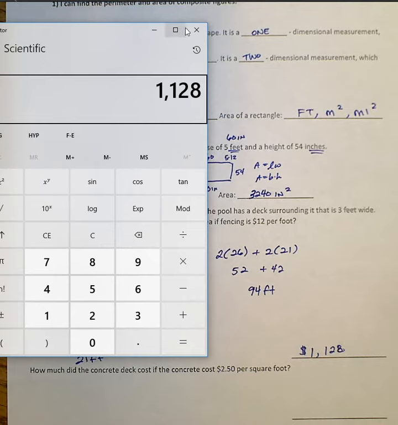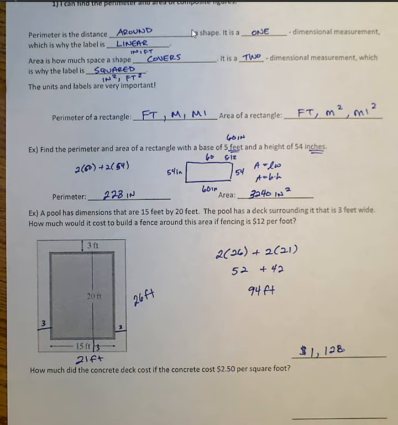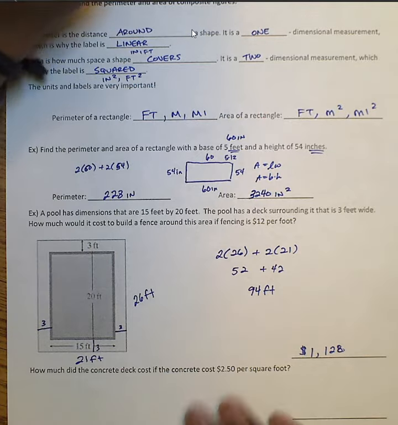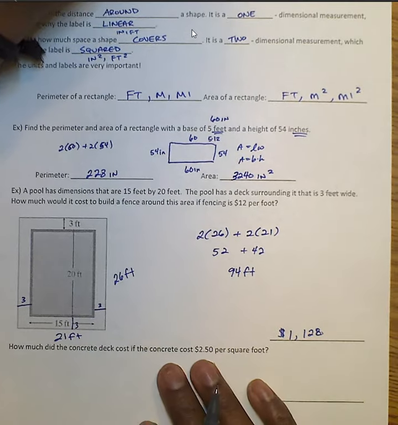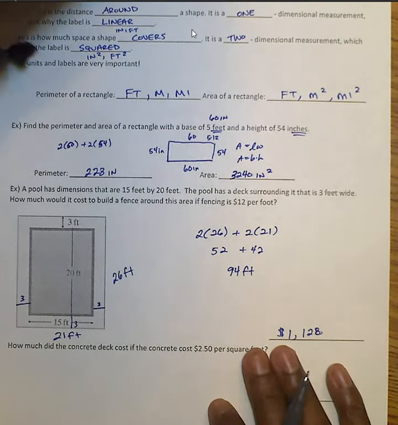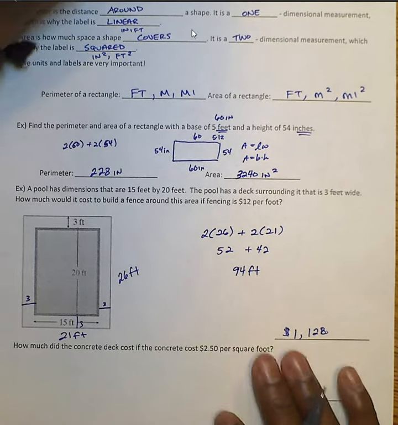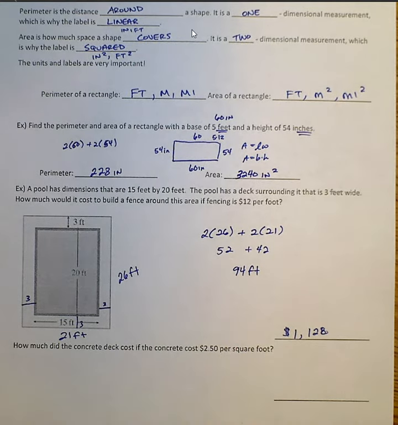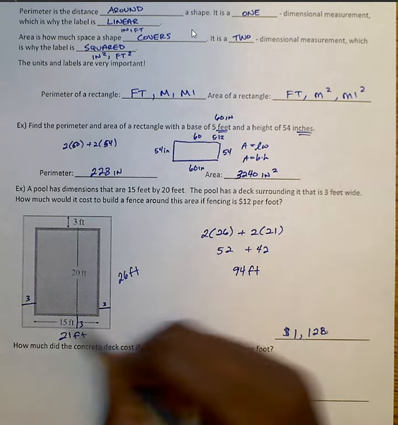Okay, so the other question says, how much did the concrete deck cost if the concrete cost $2.50 per square foot? Okay, so let's figure that out. We want to find the area of this deck. Well, here's how we can do this. We've got to think through it. How much concrete is actually here for the deck?